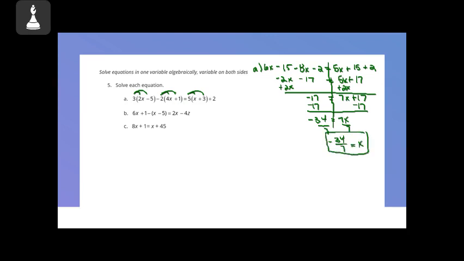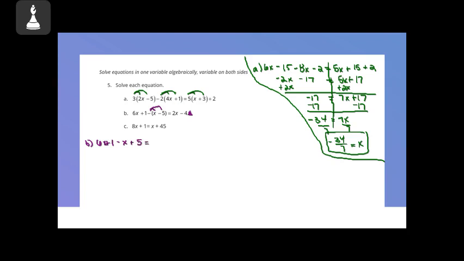B is similar. It has a little bit of distribution here, but please, there should not be a z on the end there. It should just be a 4. So 6x plus 1. I'm going to distribute that negative in. So negative x, negative times negative is going to make positive 5. And on the right-hand side, we're going to have 2x minus 4.